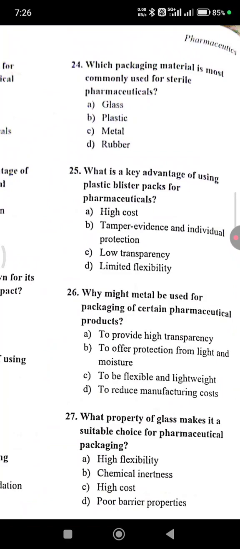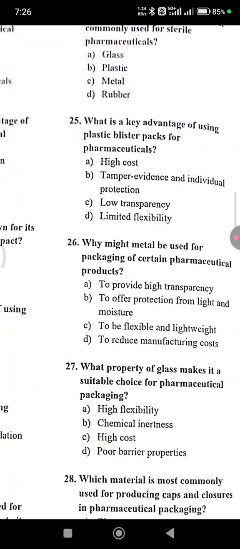What is a key advantage of using plastic blister packs for pharmaceuticals? Option B, tamper evidence and individual protection. Question number 26. Why might metal be used for packaging certain pharmaceutical products? Option B, to offer protection from light and moisture.